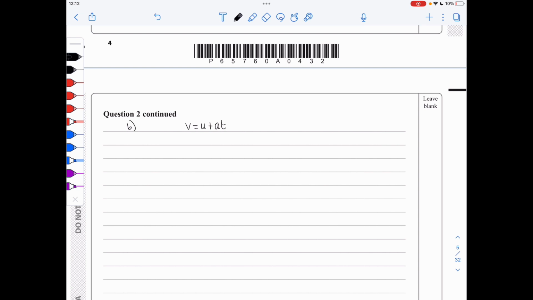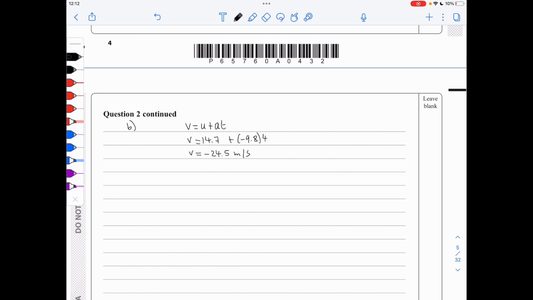We know that the initial speed u was 14.7. The acceleration is minus 9.8. The time was found to be 4. So this gives velocity to be minus 24.5 meters per second. The negative sign is indicating that it's coming down.